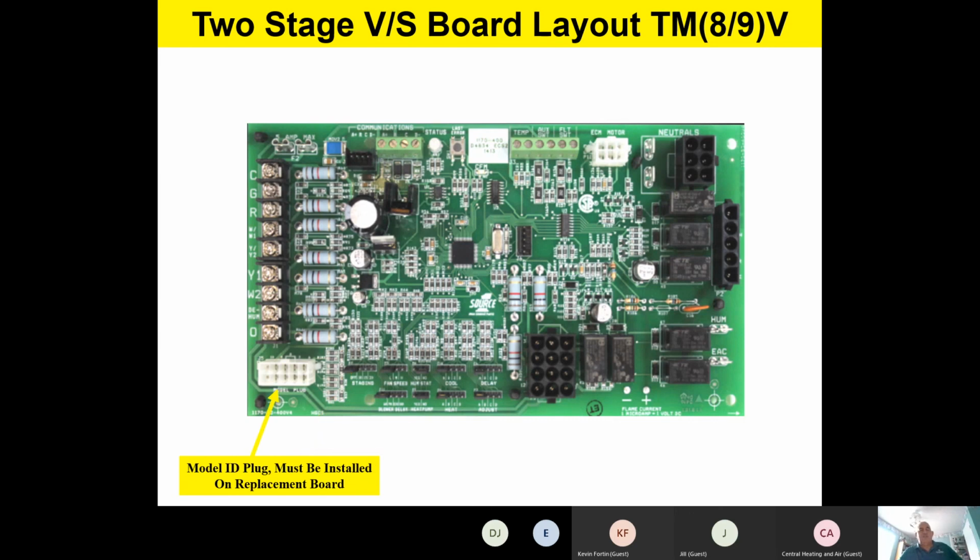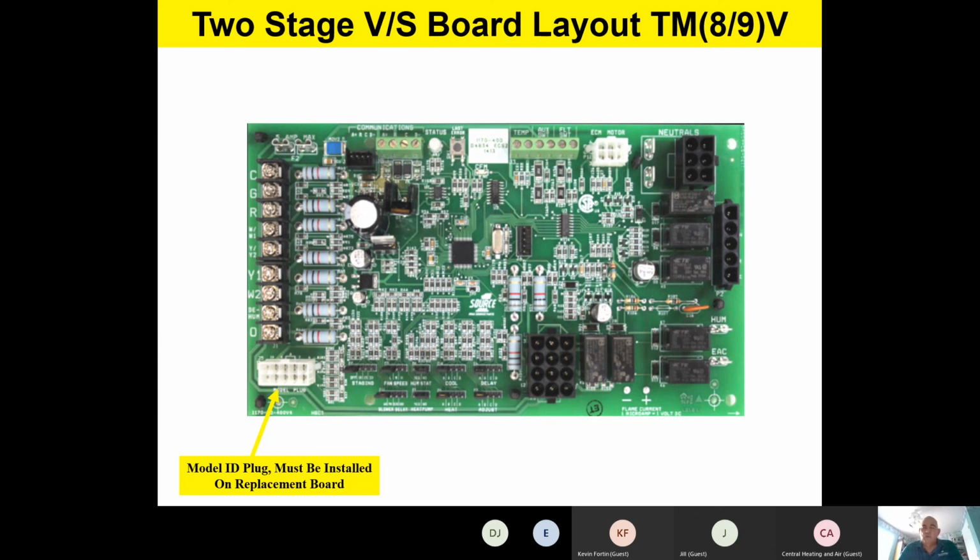Okay, well, the final feature on this board, team, is what we call a model ID plug. This model ID plug must be installed on a replacement board. Every one of these variable speed boards has a model ID plug. It's just a little simple wired plug that tells the board what size furnace it's hooked up to. So instead of having 47 different boards, we have this one variable speed board on both 80 and 95 plus furnaces, but that model ID plug tells the board what size furnace it's hooked up to.